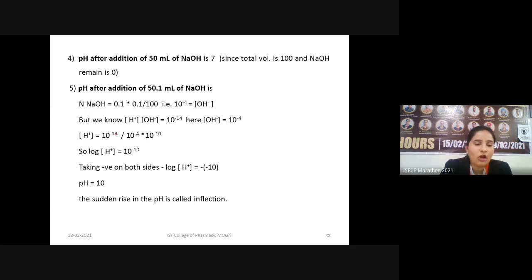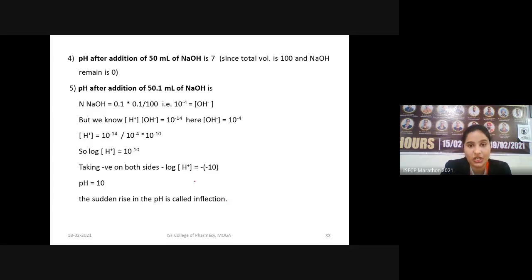Now, since we know the concentration of H positive ions, we will be taking the negative log. By taking the negative log of H positive ions, we will be getting pH on the left hand side, and the value here comes out to be 10. So after the addition of an extra 0.1 ml of sodium hydroxide, beyond the equivalence point, the pH will directly change to 10. So this is the sudden rise in the pH. This sudden rise in the pH is known as inflection.